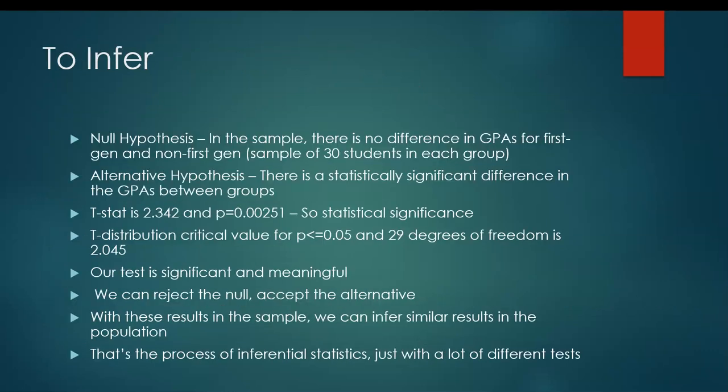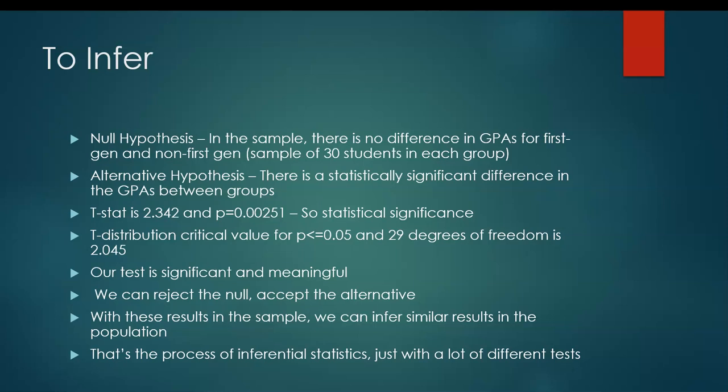So to infer, the null hypothesis, in the sample there is no difference in GPAs for first gen and non-first gen. That was the example that we used. We had a sample of 30 students in each group. We stated an alternative hypothesis, which is that there is a statistically significant difference in the GPAs between the groups. The t-statistic was 2.342, and the p-value was 0.00251. So we have statistical significance.